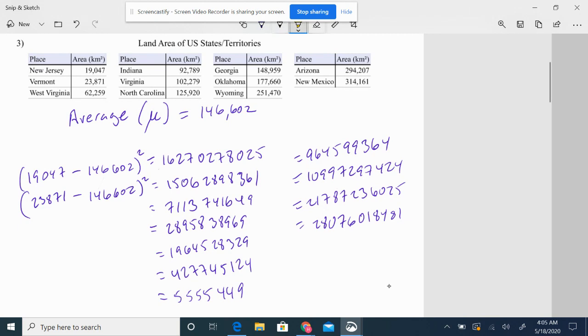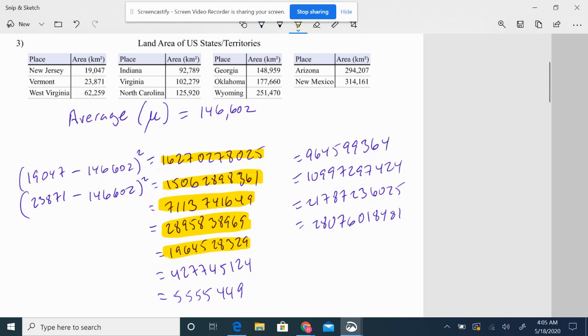So once again, for me to get each of these numbers, what I did was take each of my numbers, the area for New Jersey, minus the average and then square it. The area for Vermont minus the average and square it. The area for West Virginia minus the average and then square it. The area for Indiana minus the average and square it. The area for Virginia minus the average and squared. So each of those numbers, that's what I did.